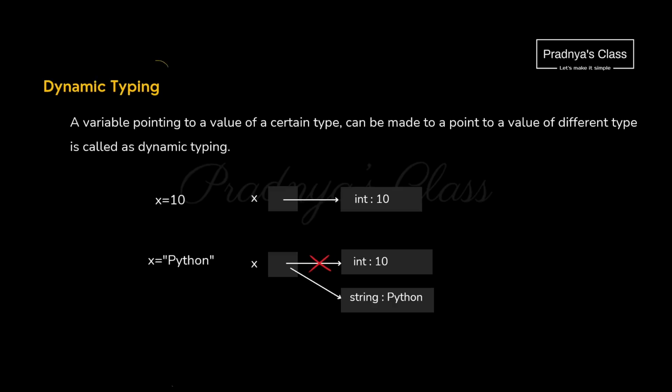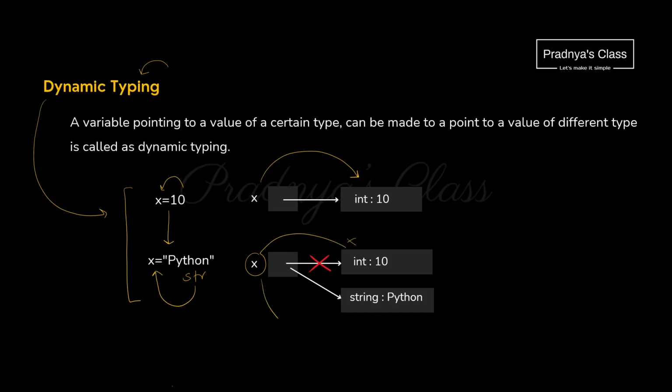Now let's try to understand what is dynamic typing. Look at the example. 10 is assigned to X. It means X is referring to 10. Now we are assigning a string value to the same variable X. What does it mean? Now X is not referring to an integer value, it is referring to a string value. This is called dynamic typing.